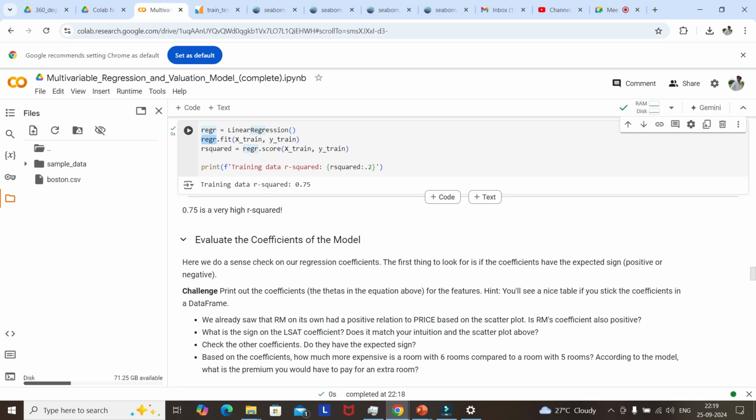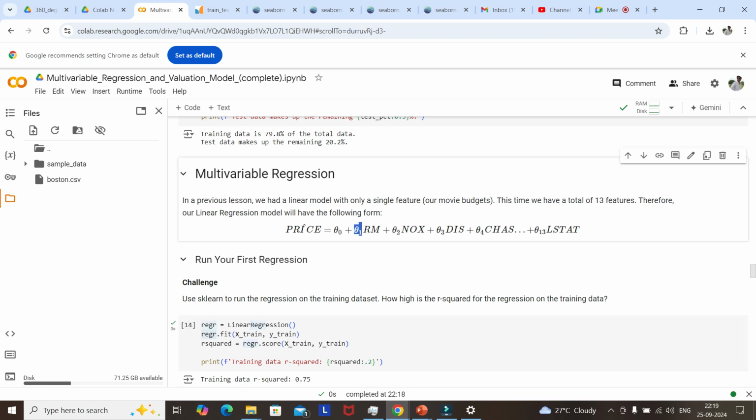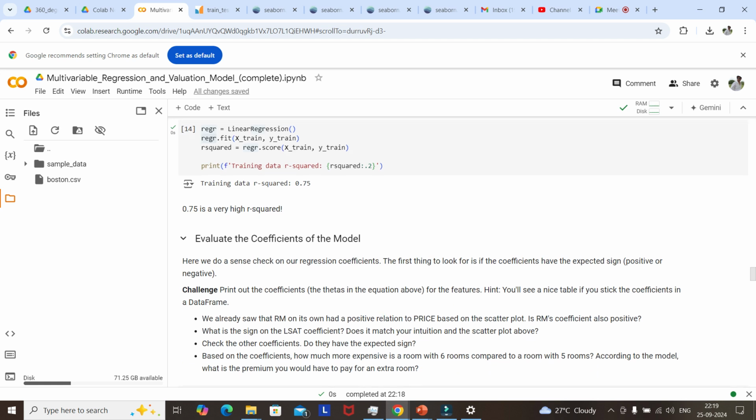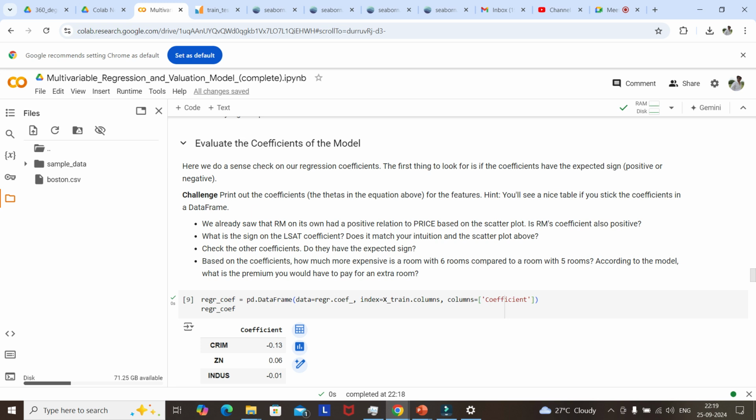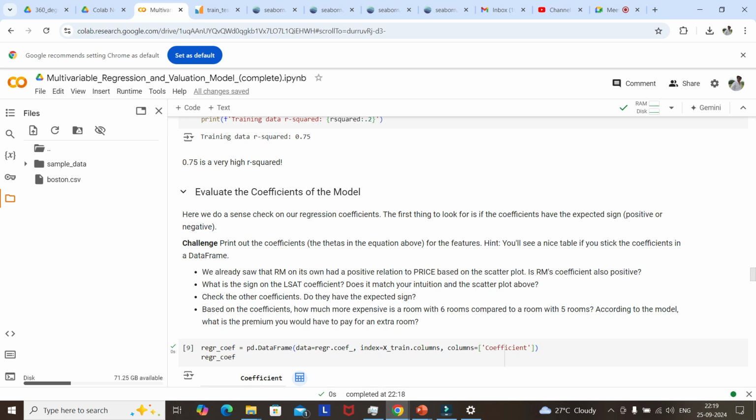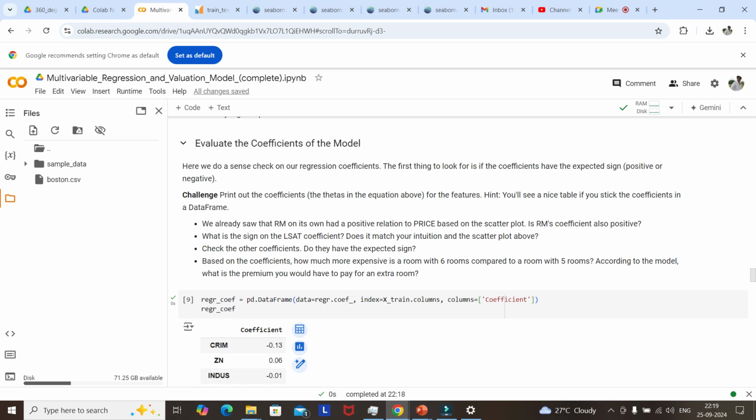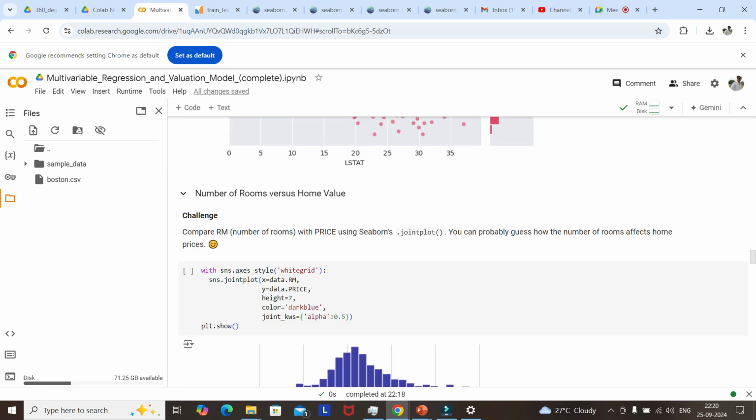Now the next thing we should do is evaluate the coefficients. As of now we have seen this, but according to how these coefficients vary, we can see, even using Python or the model, what coefficients it has given. Our challenge is to print out the coefficients, the theta in the above equation, for the features, and stick the coefficients in a data frame. We already saw the positive relation: price increases when the room size or number of rooms increases. We saw this yesterday in the scatter plot of number of rooms versus home value.